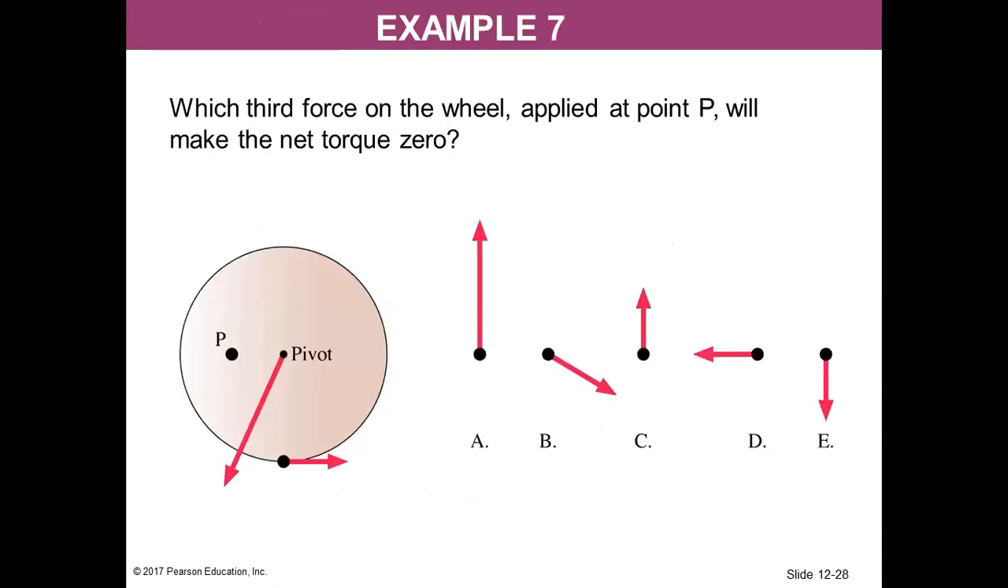Let's consider this example. Which force on the wheel applied at point P will make the net torque 0? Okay, as you can see, you can take this one and put it here. It will move from here up to P. Then we can shift, of course, a vector from one point to another point, as long as we maintain its direction and magnitude. Then this can come in close. If the forces close, then we say the object is at equilibrium. So which means the correct answer here is A.